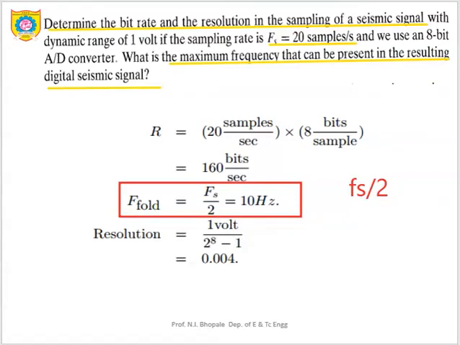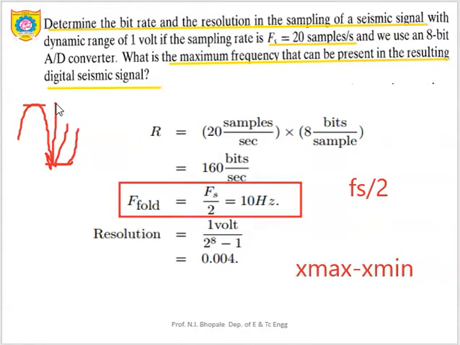So this dynamic range is nothing but the value x max minus x min. It means that if someone says that this is the sinusoidal waveform, so this is the x max and this is, let's say, the x min. So in between is nothing but the dynamic range. That is what is specified here, 1 volt.